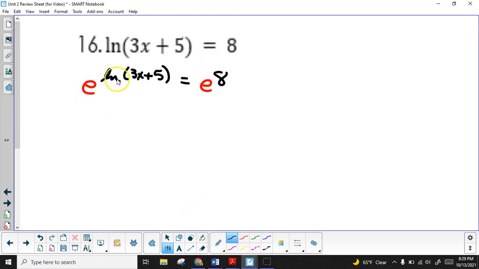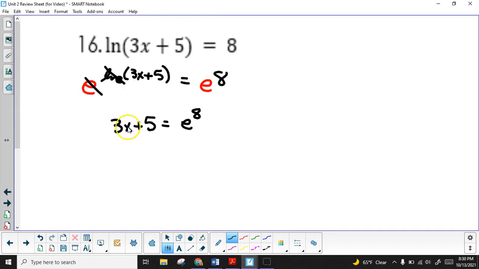So here, the reason we took e is because it's the inverse of a natural log. Of course, the base of a natural log is e. So we have e as the base of our exponent and the base of our log. They will cancel each other out, and we have 3x plus 5 equals e to the 8th power.